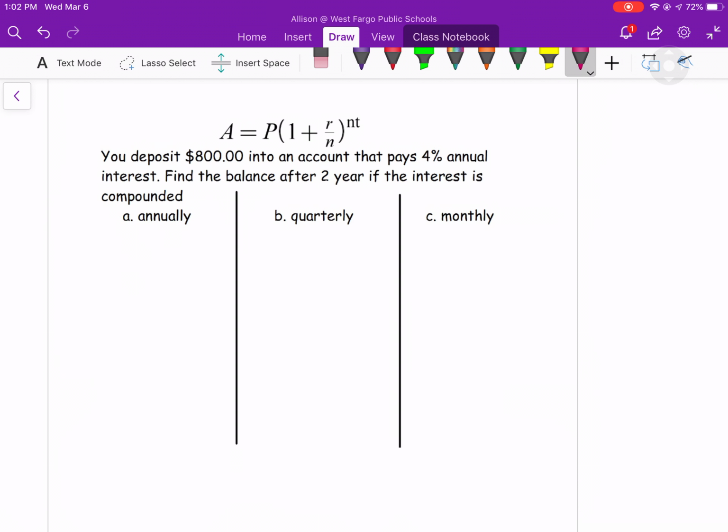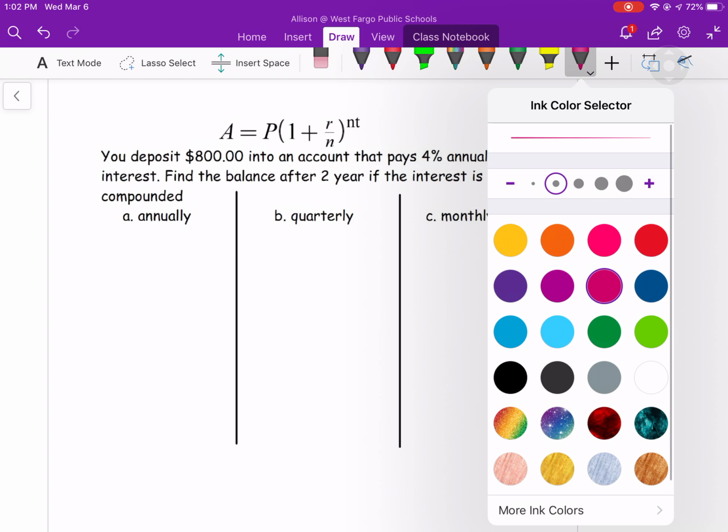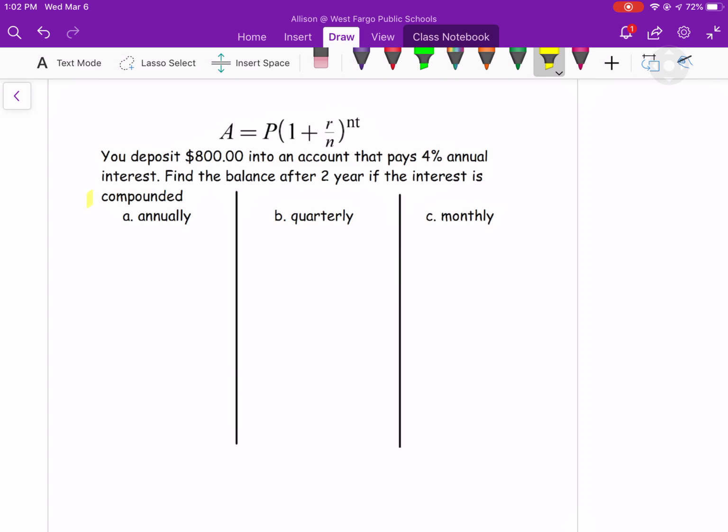I'm only going to do one of these just for time's sake for watching the video, but again, we're using the compound interest equation. So a key word here is compounded. If it's compounded annually, then remember n would equal 1. If it's compounded quarterly, that means that n would equal 4. And if it's compounded monthly, since there's 12 months in a year, n would equal 12.